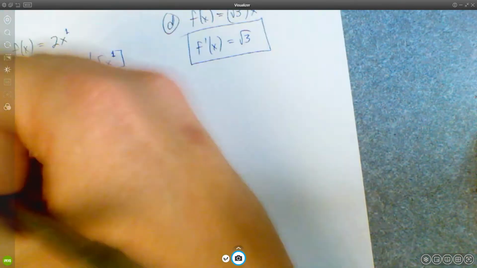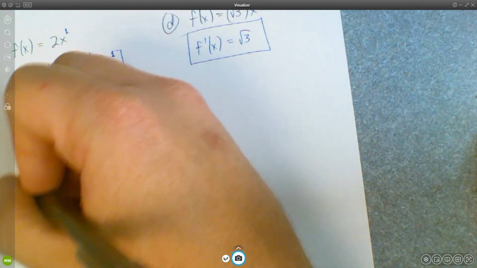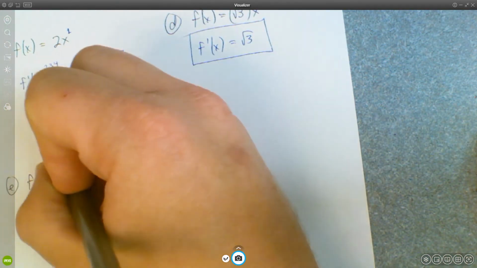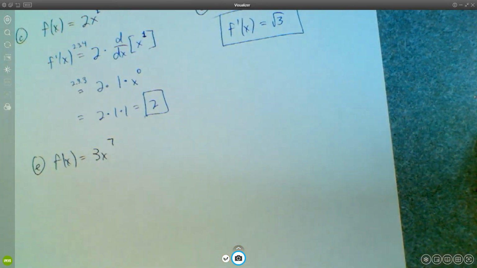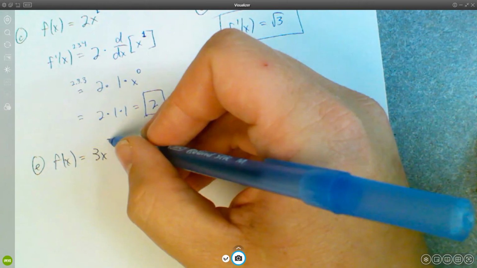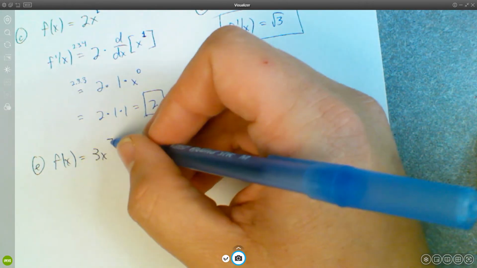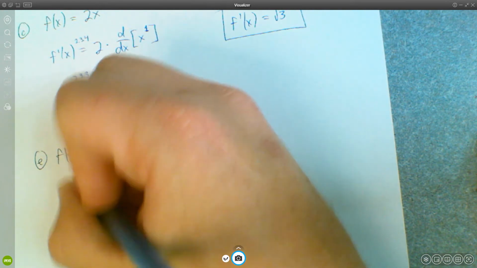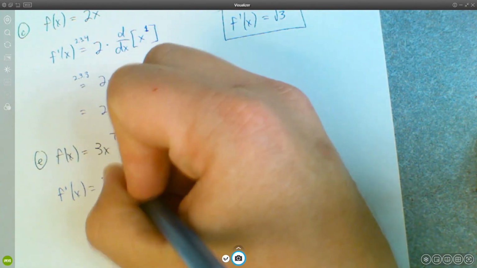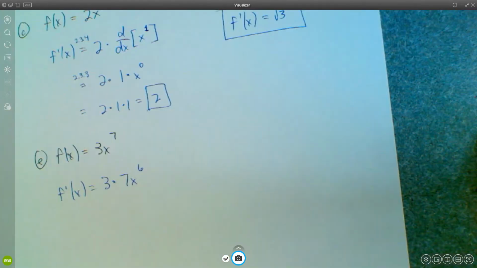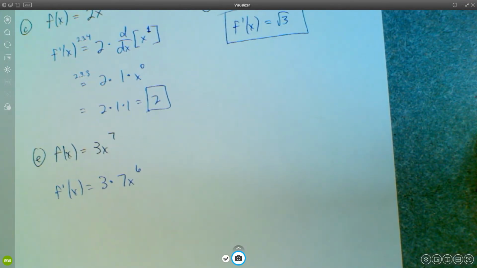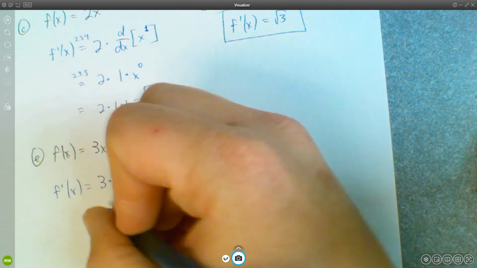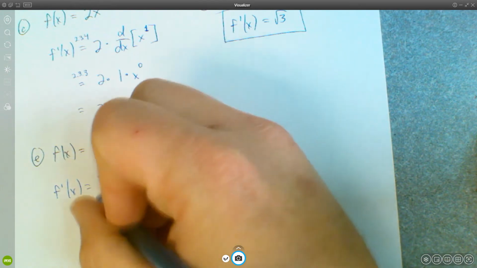But what if you had something like f of x equals 3x to the 7th, right? The derivative is not just 3 in this case, because now you have to pull down the exponent and then subtract 1 from the exponent. So really we would say f prime of x is 3 times 7x to the 6th. Okay, so that would be 21x to the 6th.